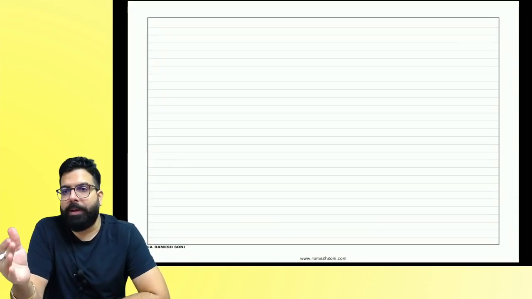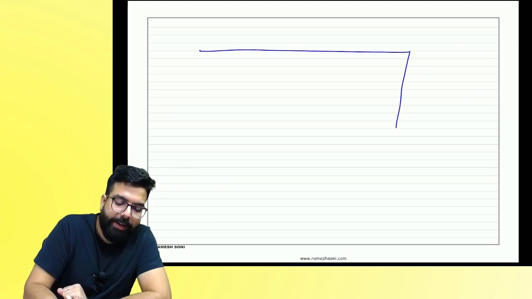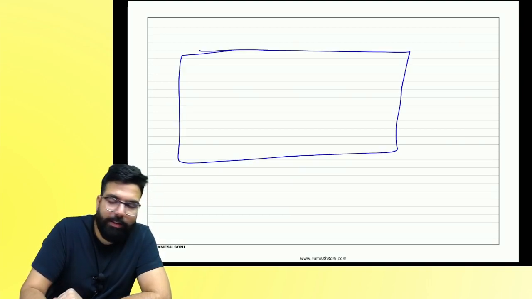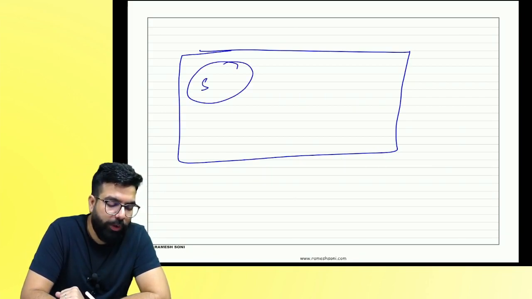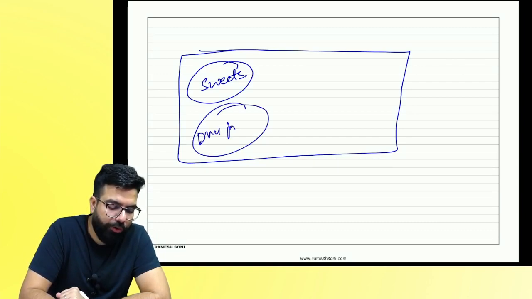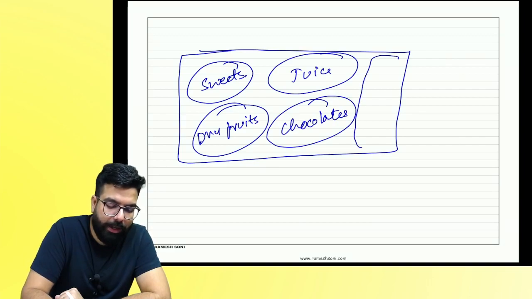I'll give you one more example, everyone. I went to one shop. It is Diwali. And there is a box which the shopkeeper has made. He has put sweets over here. He has put dry fruits over here. He has put juice over here. He has put chocolates over here. He has put candles over here.